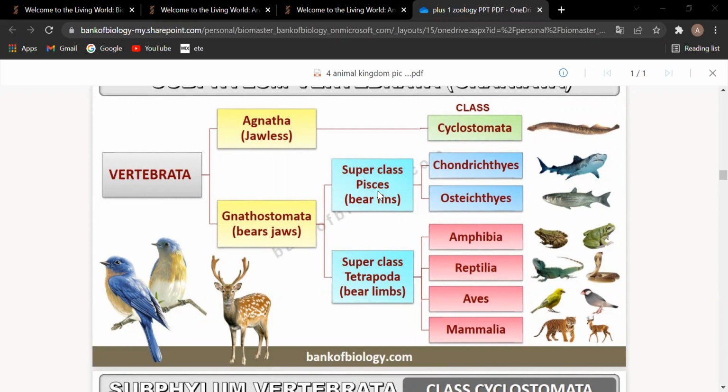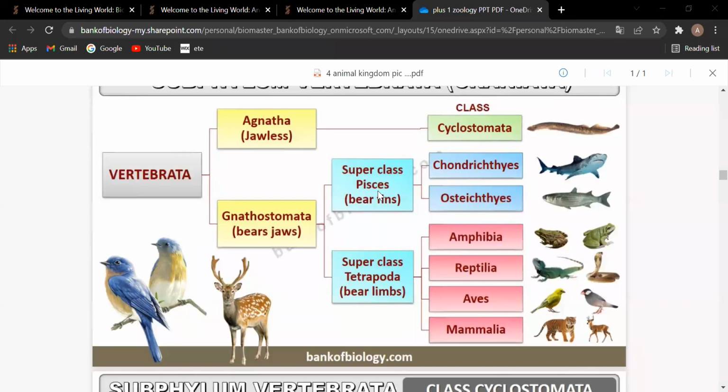Vertebrata, jawless, class Cyclostomata. Gnathostomata bears jaws, further classified as Pisces and Tetrapoda. Pisces means fish, you all know. It has two types, cartilaginous fish and bony fish. Tetrapoda means four legs, amphibia, reptilia, aves and mammalia. Any doubts, any confusion in this? This is important. This is important. Clear?